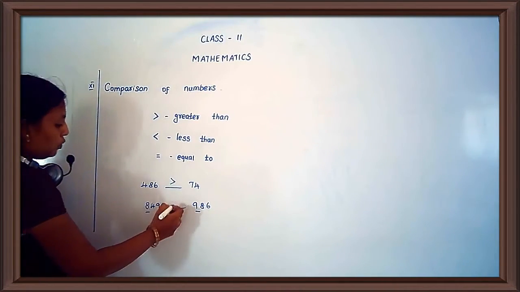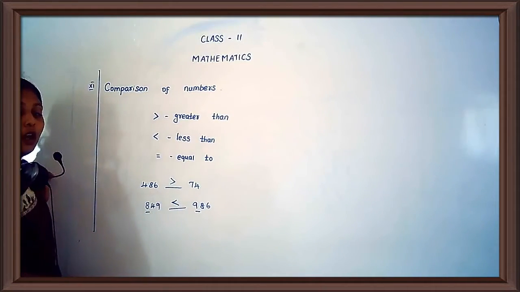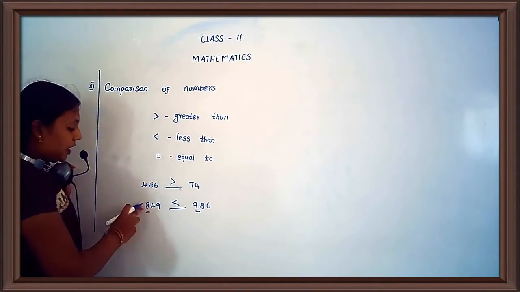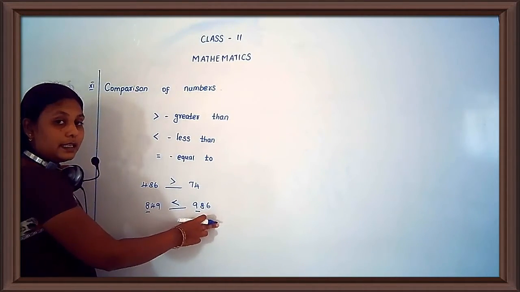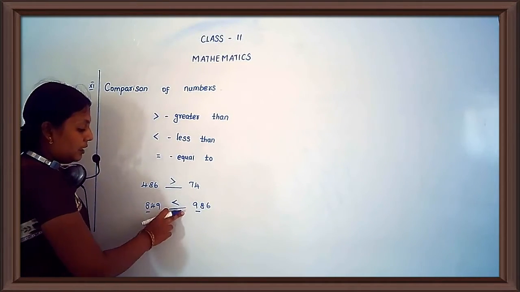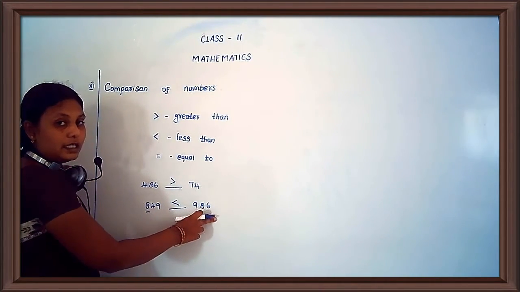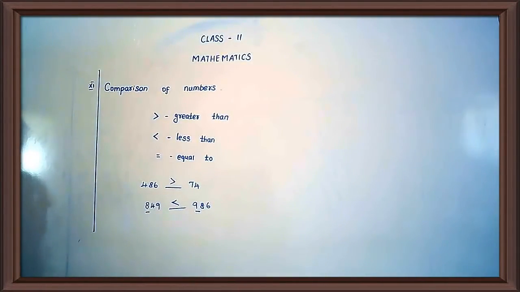So we have to use the symbol for less than. How do you read this one? 849 is less than 986. Do you understand? Start by comparing the digits on the left hand side.